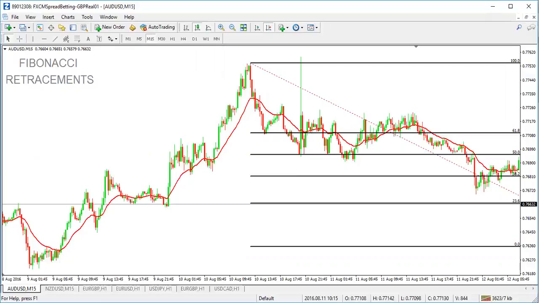This is all about Fibonacci retracements. I'll try and take this as slow as I can. I know I tend to speak quickly, but this is quite an important tool I use. I find it very helpful in finding areas of potential future resistance.